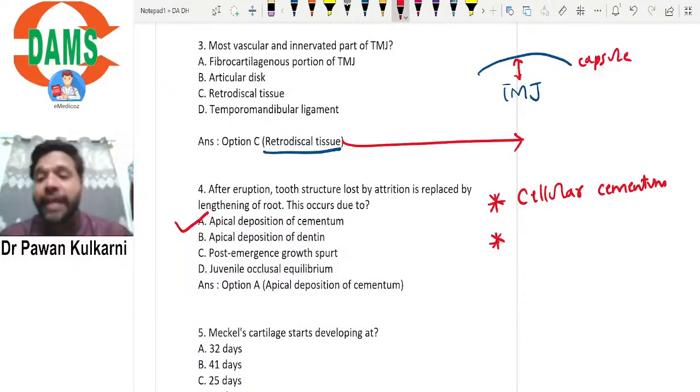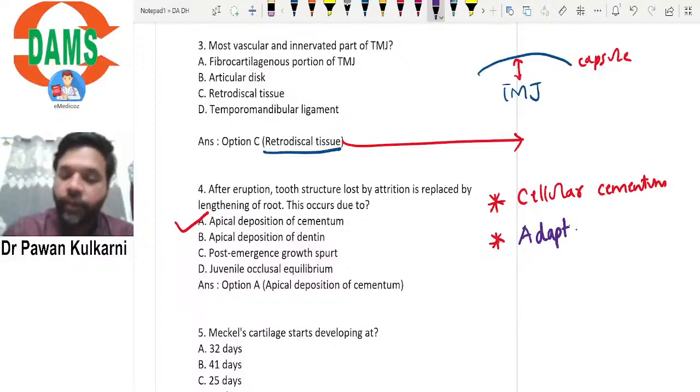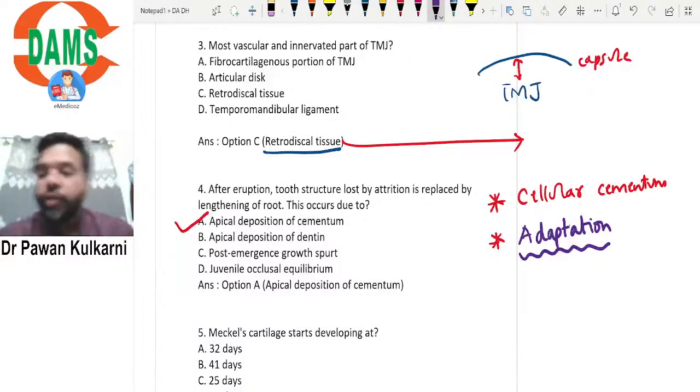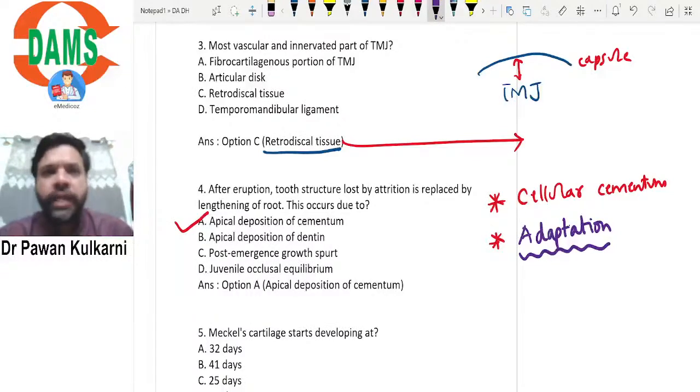And what do you call this? We call this adaptation. This function is known as adaptation. So what is adaptation? Adaptation is a function of the cementum wherein in the apical portion the cellular cementum is deposited, which causes lengthening of the roots, thereby maintaining the occlusal height.